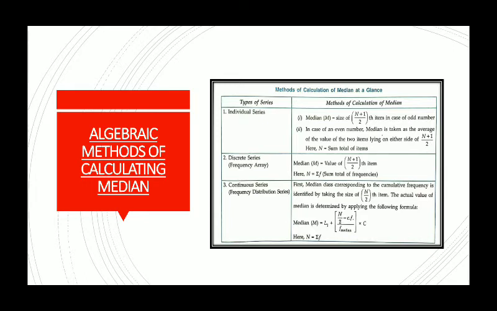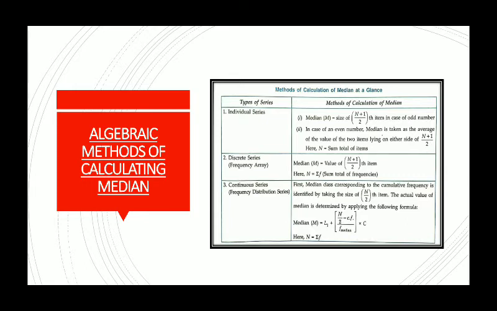As we always do with any type of sum in statistics, we cover all three different types of series, so that there will be no confusion about how to solve it if this kind of sum comes. So all the varieties will be covered here. The very first is individual series, where only the values of the variable are given. Then two methods are there, for odd number and for even number. Two different steps are to be followed, which we'll discuss with an example.